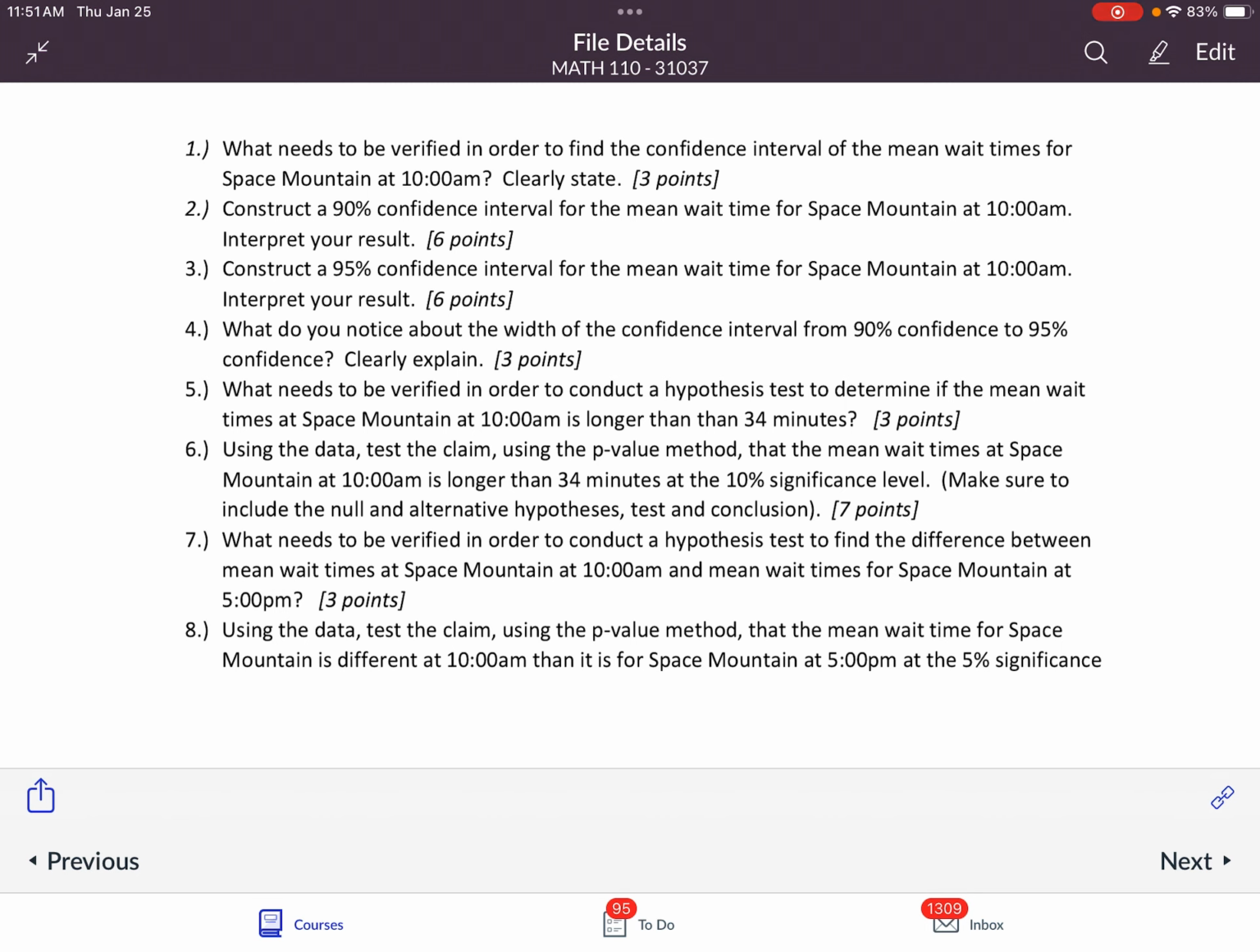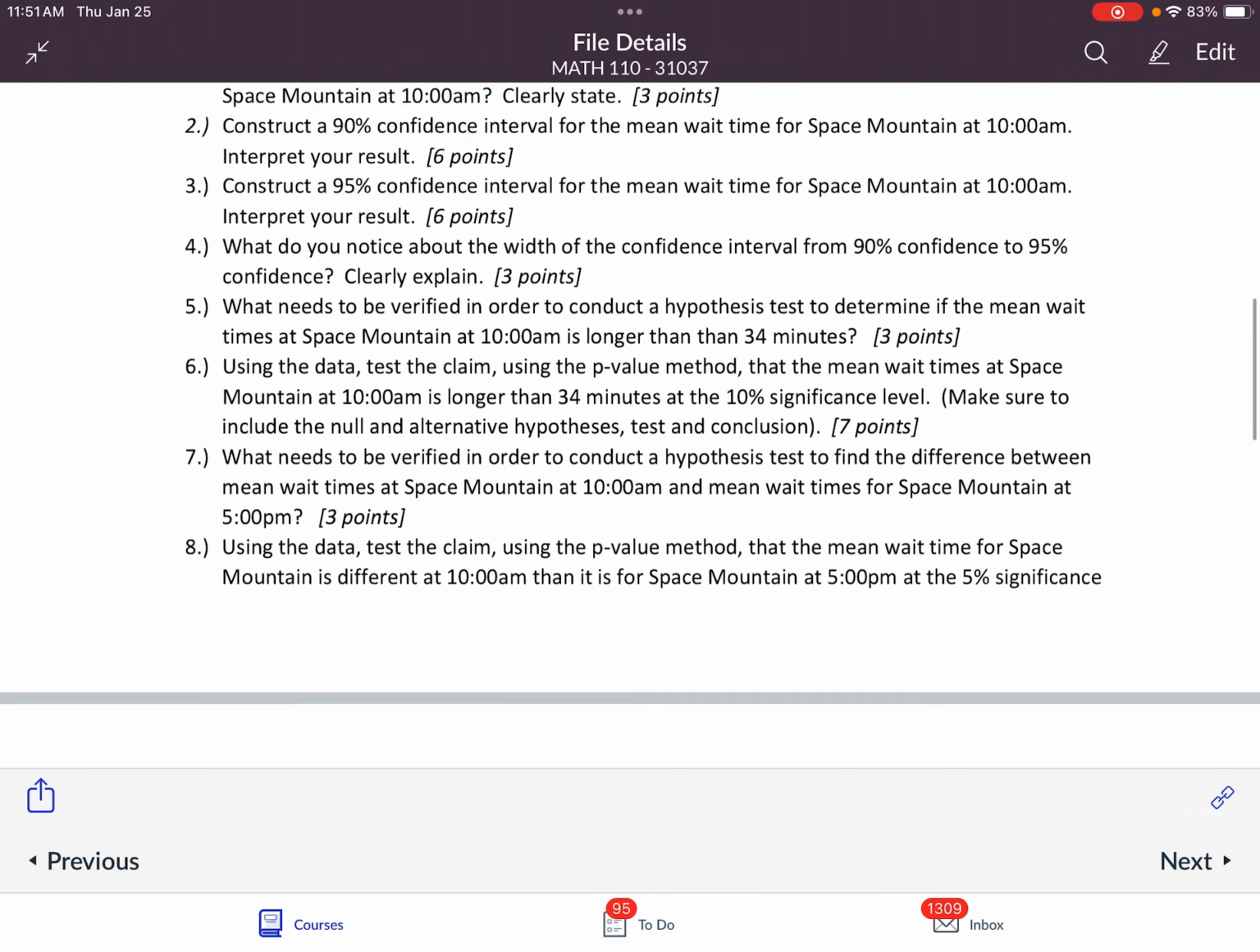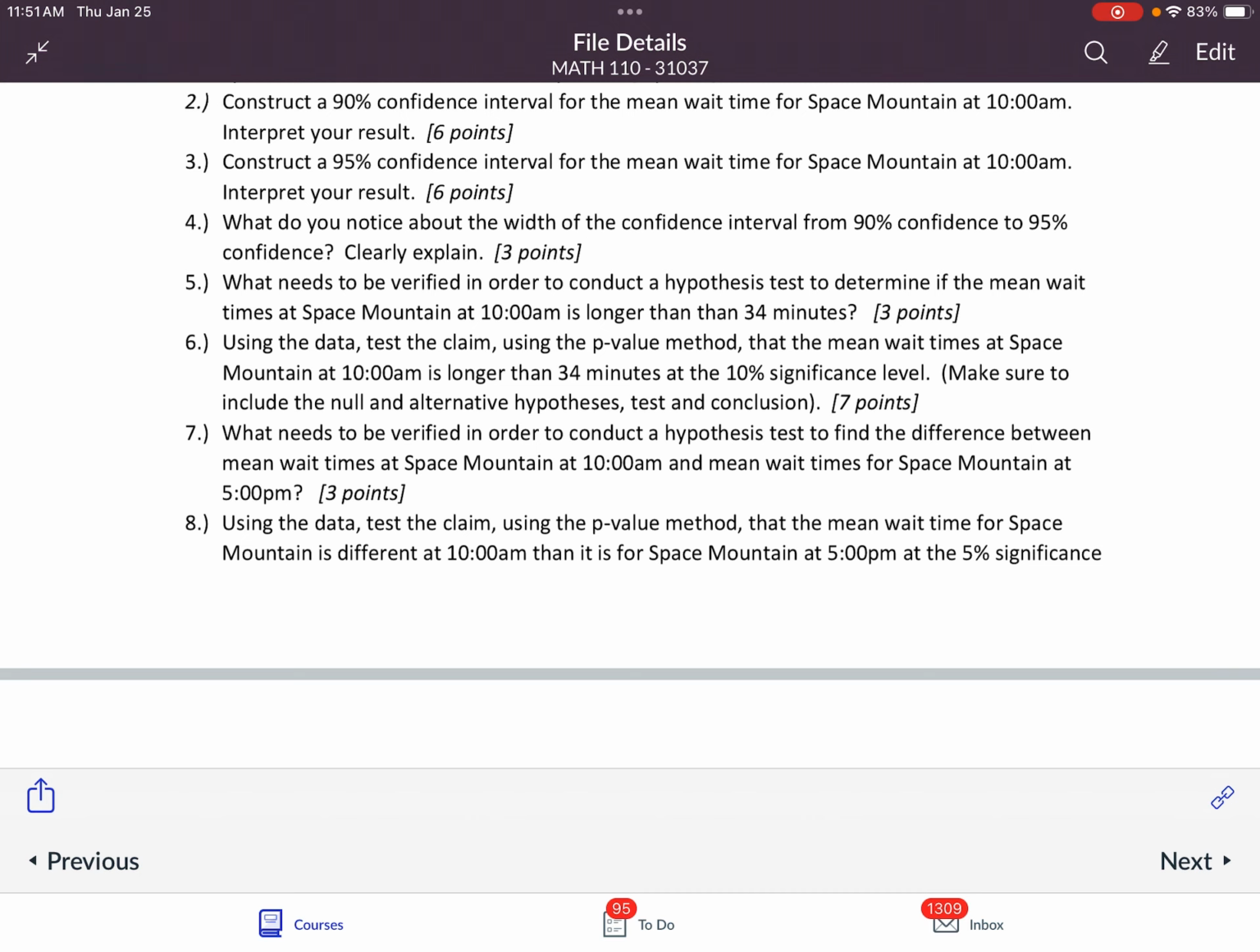Number 4 says, what do you notice about the width of the confidence interval? This again is just your interpretation of what you notice. Number 5 is asking again for something to be verified. So this says what needs to be verified in order to conduct a hypothesis test to determine the mean wait times for Space Mountain at 10 a.m. And so for this, we're just again checking what needs to be verified. This time we will be using chapter 8 notes. And again, it says mean in here, so you need to find the section that we discuss the mean in the chapter 8 notes and see what needs to be verified. Make sure to clearly list those.